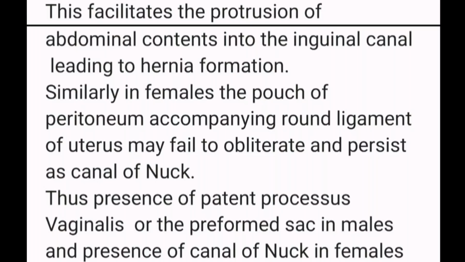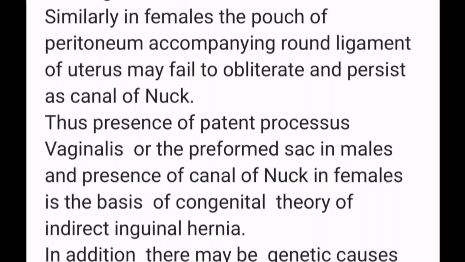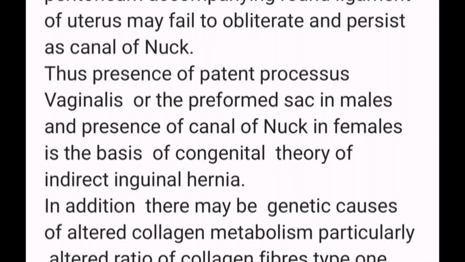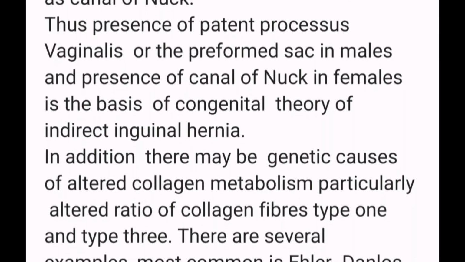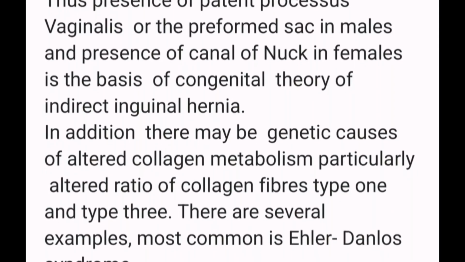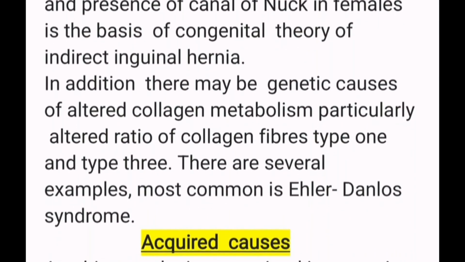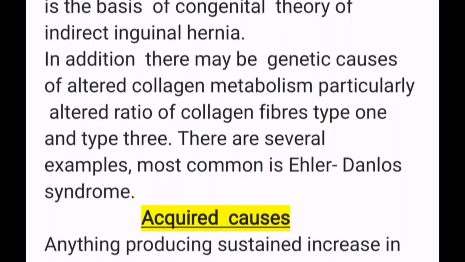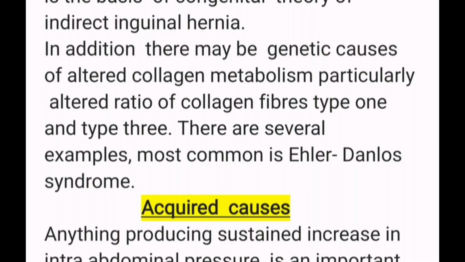Similarly, in females, the pouch of peritoneum accompanying the round ligament of the uterus may fail to obliterate and persist as the canal of Nuck. The presence of a patent processus vaginalis or the preformed sac in males, and the presence of the canal of Nuck in females, is the basis of the congenital theory of indirect inguinal hernia. Additionally, there may be genetic causes of altered collagen metabolism, particularly collagen type 1 and type 3 fibers. There are several examples, the most common being Ehlers-Danlos syndrome.